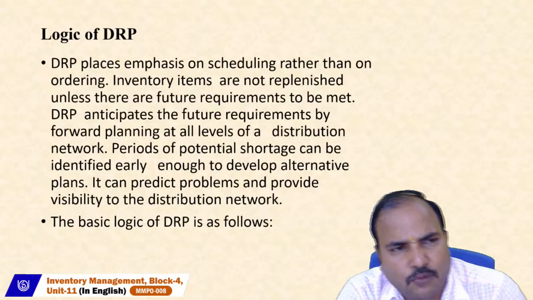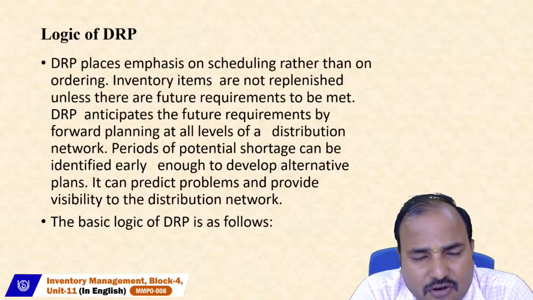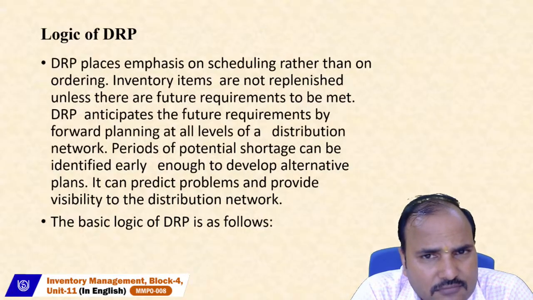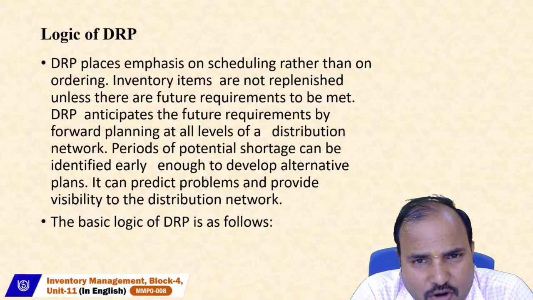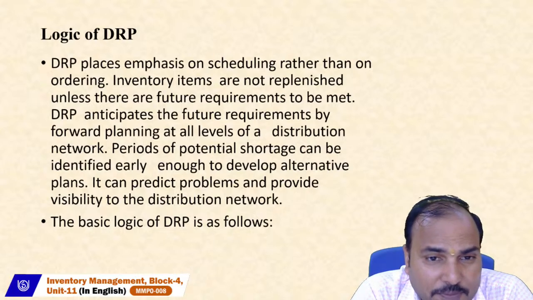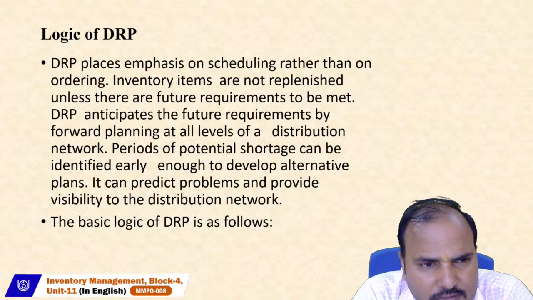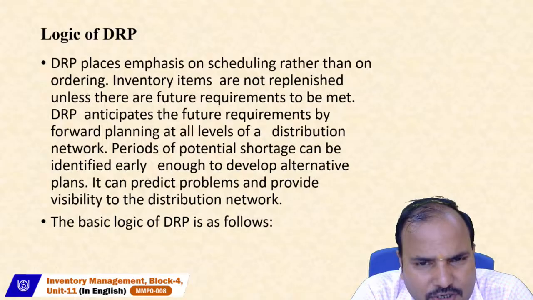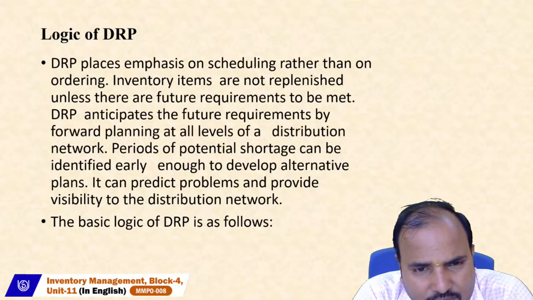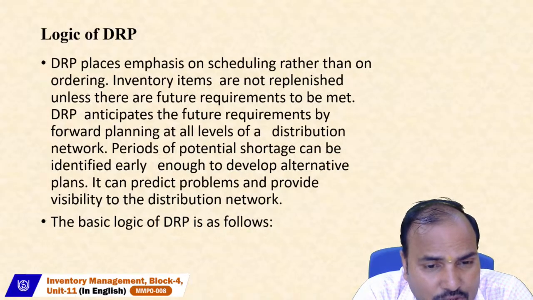Now, let us know the logic of DRP. DRP places emphasis on scheduling rather than ordering. Inventory items are not replenished unless there are future requirements to be met. DRP anticipates the future requirements by forward planning at all levels of a distribution network. The periods of potential shortage can be identified early enough to develop alternative plans. It can predict the problems and provide visibility to the distribution network.